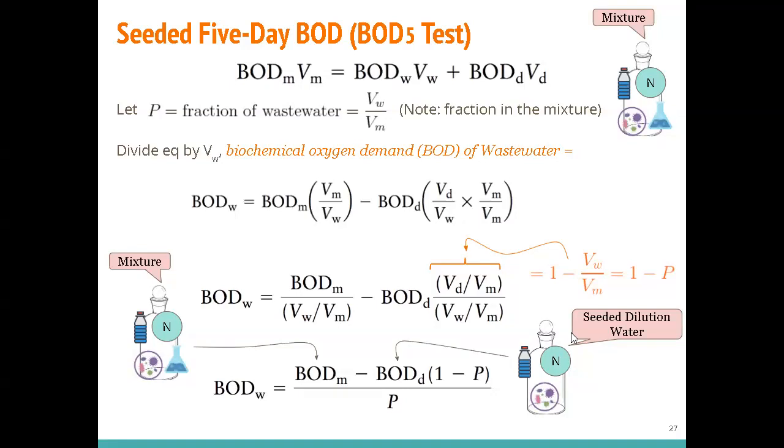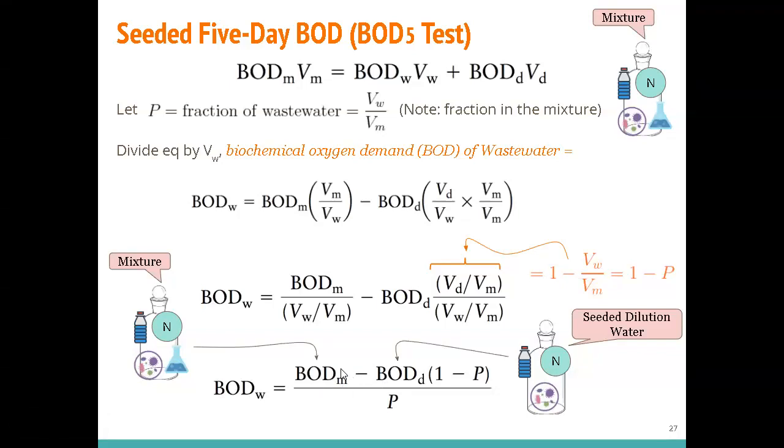We express everything in terms of the fraction of wastewater. So what's the fraction? It's very simple. Your volume of wastewater over the total volume of the mixture. Fraction of the mixture. Okay. So if we have this expression, we can rearrange the top equation in here, just mathematical rearrangement. And then finally, we will get the BOD of the wastewater, which is something we are interested in.